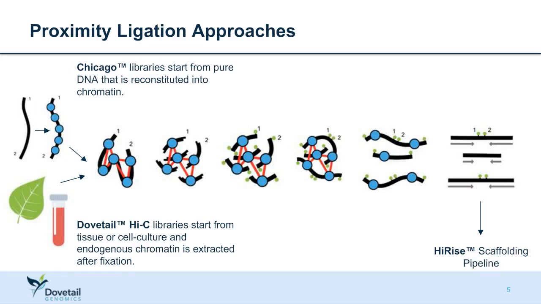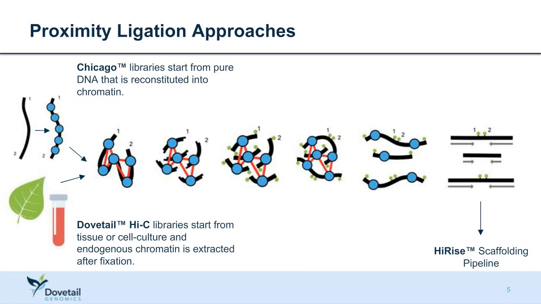Finally, we fragment the DNA further, remove the cross-links, and remove the proteins. What you get at the end are fragments with biotin in the middle. This is very important because now we can enrich for those fragments with the biotins, which represent the important ligation that took place because of proximity ligation.